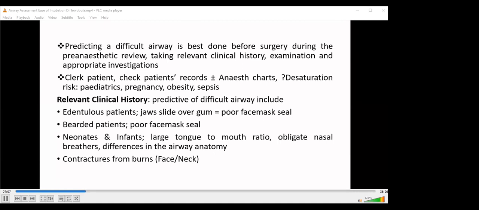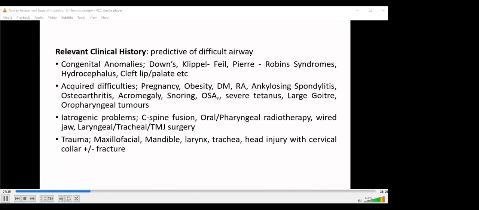Some history that would be predictive of difficult airway includes, but is not limited to: edentulous patients, bearded patients, neonates and infants, patients with contractures from burns, congenital anomalies, acquired difficulties like pregnancy, obesity, diabetes mellitus, rheumatoid arthritis, ankylosing spondylitis, osteoarthritis, acromegaly, snoring, obstructive sleep apnea, in which we might have to use our STOP-BANG questionnaire, severe tetanus, large goiters, oropharyngeal tumors.